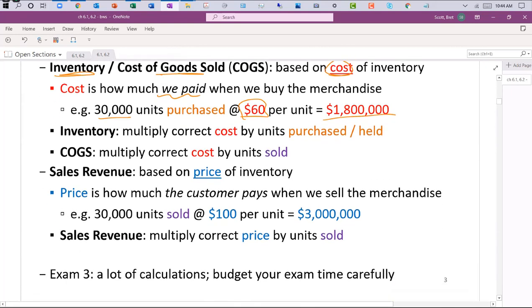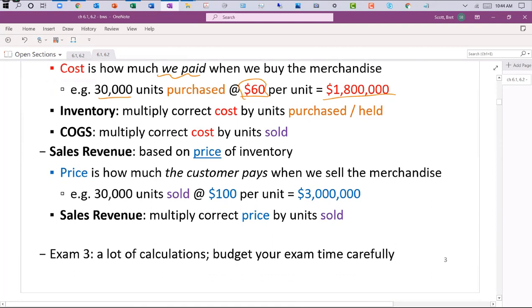When we sell the goods, realize that we may charge a price that's higher. Recall from the previous chapter that we were selling to our customer at $100 per unit. That's where we got that $3 million figure from. So there's a difference between cost and price, and the difference is what's called gross profit.